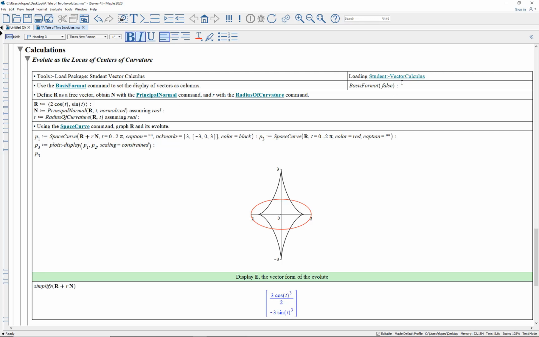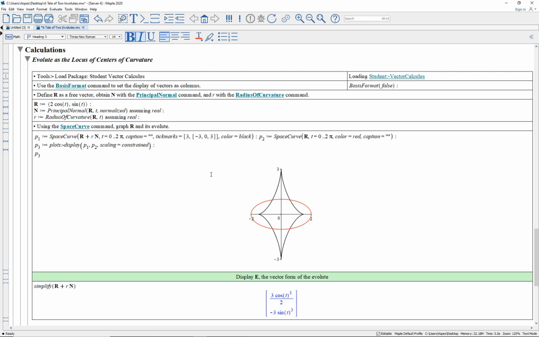In the vector calculus package, there is a principal normal command. If you include the argument normalize, you get a unit vector, and by telling it to treat terms as real, you get a slight simplification. We do the same thing. There's a radius of curvature command, so I just make use of that.